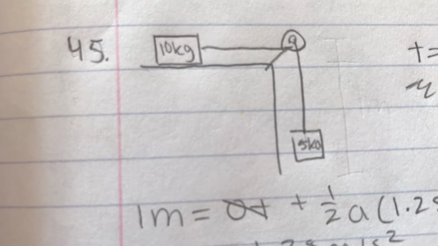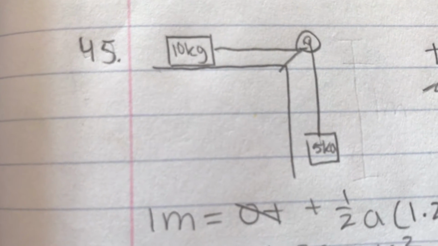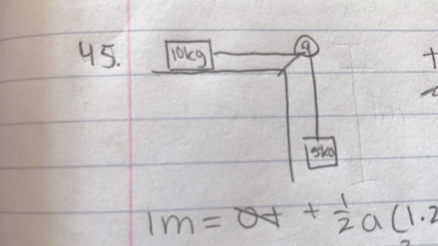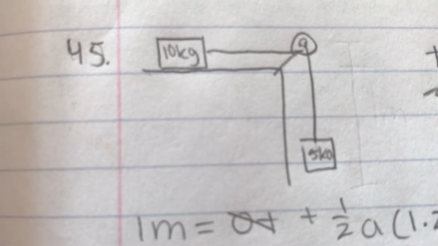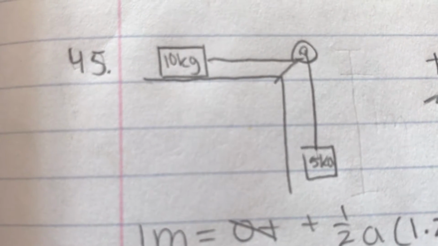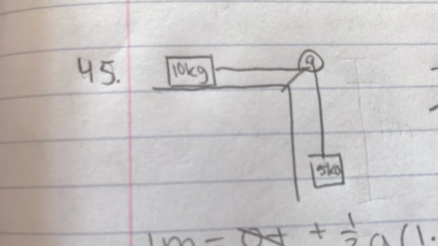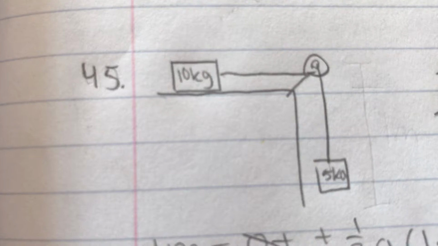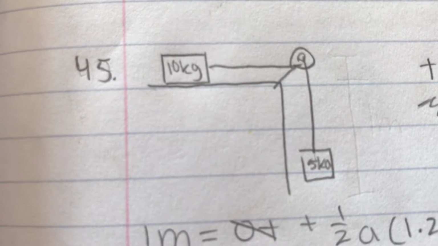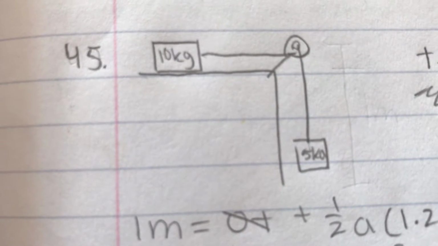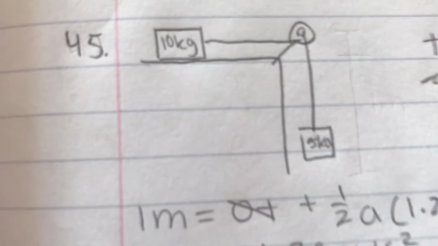In problem 45, two objects with masses m1 equals 10 kilograms and m2 equals 5 kilograms are connected by a light string that passes over a frictionless pulley, as in figure P4.3. If when the system starts from rest, m2 falls 1 meter in 1.2 seconds, determine the coefficient of kinetic friction between m1 and the table.